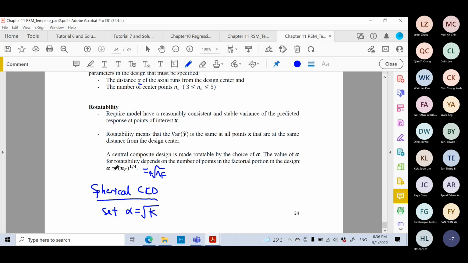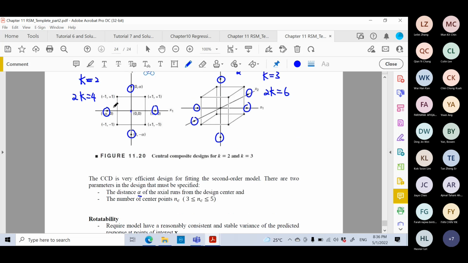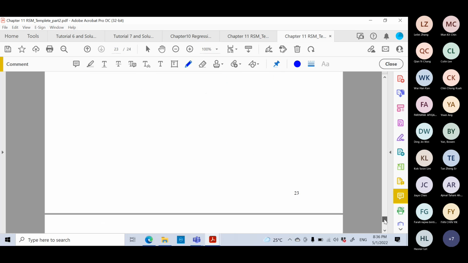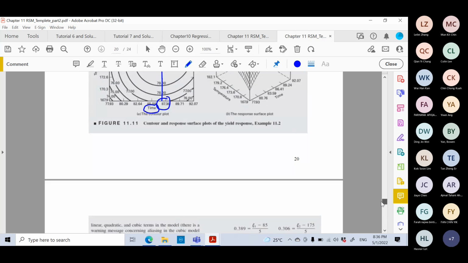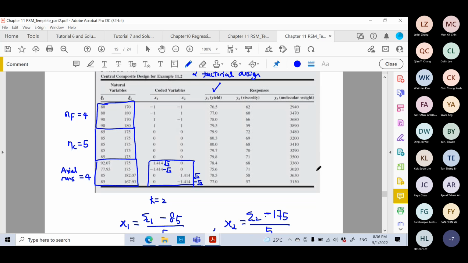Then the alpha is a point they consider. Okay, because once you get your alpha, then you will know what is the point you're going to run. You are not running at the point here, you are running here. You're running your experiment at this particular point. Once you know it's square root 2 here, then you need to convert to the natural variable. Then you only run your experiment under this condition, then you get the following results. So the first thing is you need to know the position where the axial run is. In this case, it's square root 2.